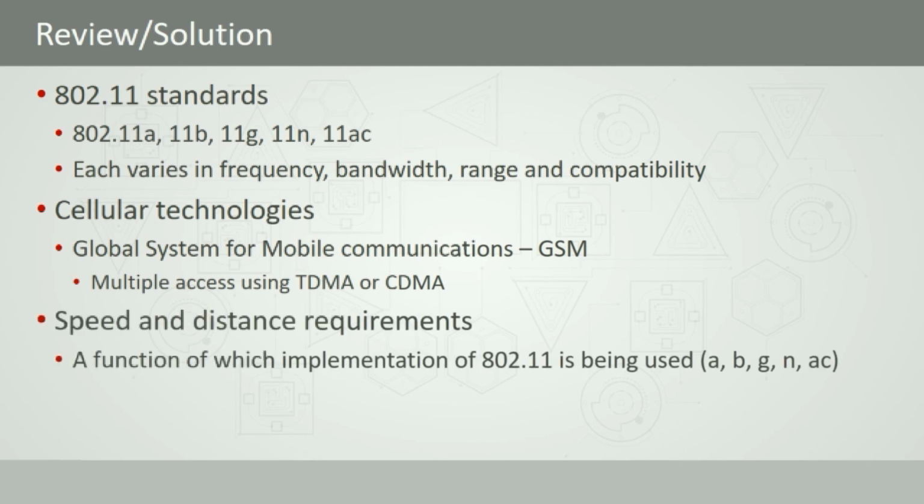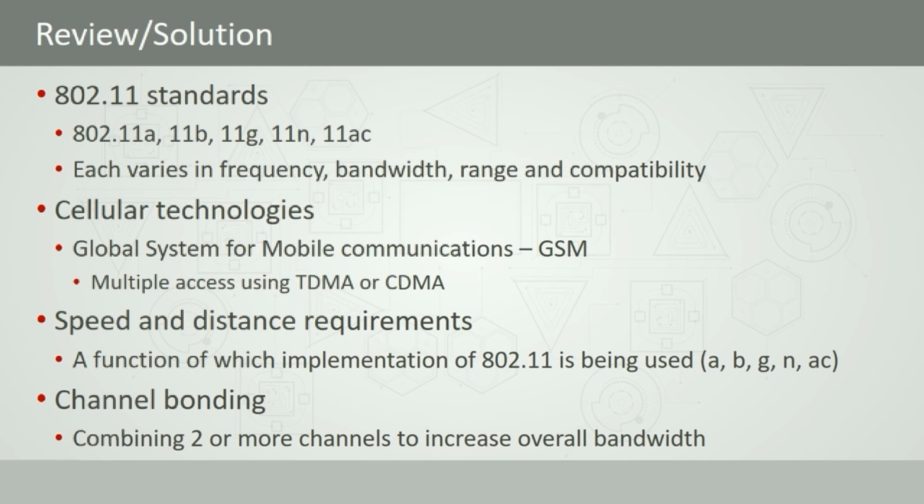Then with respect to speed and distance requirements, this is a function of which implementation of 802.11 is being used. So again, a, b, g, n, and ac all have different specifications when it comes to the speed and distance. So it always depends on which one you are using. And finally, channel bonding is the process of quite simply combining two or more channels to increase overall bandwidth. Now, it depends on your configuration with respect to how this is implemented, but at the end of the day, it really is just that combination of channels for increased bandwidth.